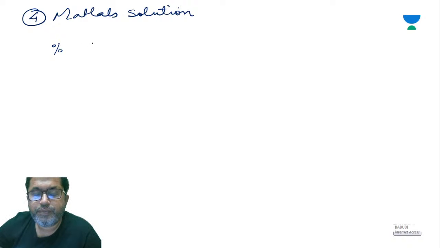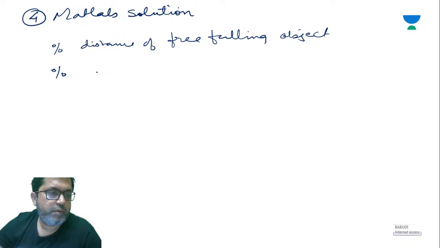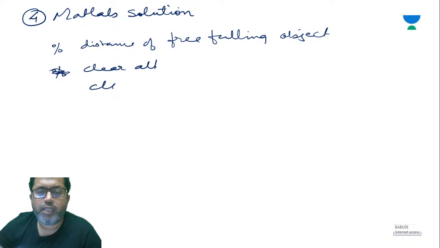I will write a comment: distance of free falling object. Okay. Then I will say clear all, then CLC. Okay.